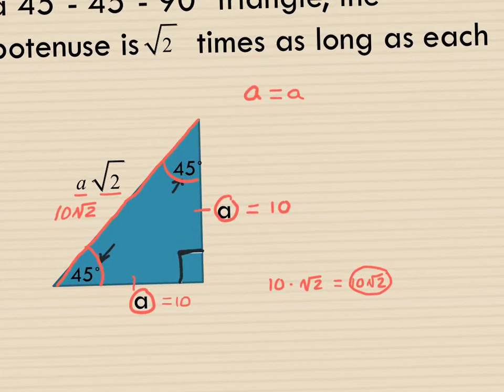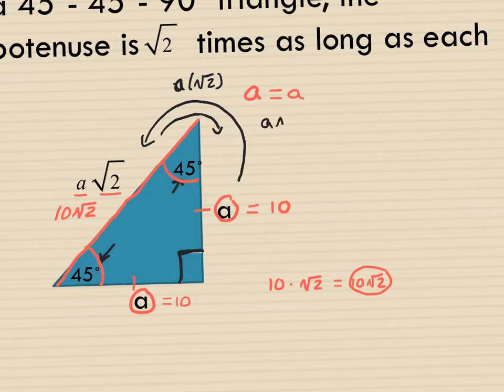If you have the leg, then you multiply by the square root of 2. So it's a times the square root of 2. If I have the hypotenuse, then it is dividing: take whatever that is and divide by the square root of 2.